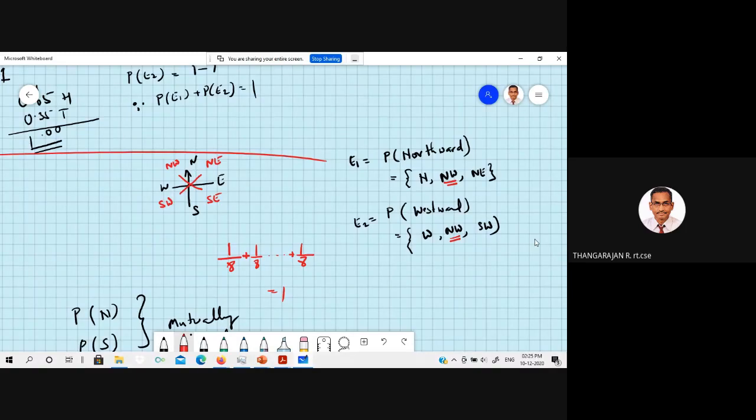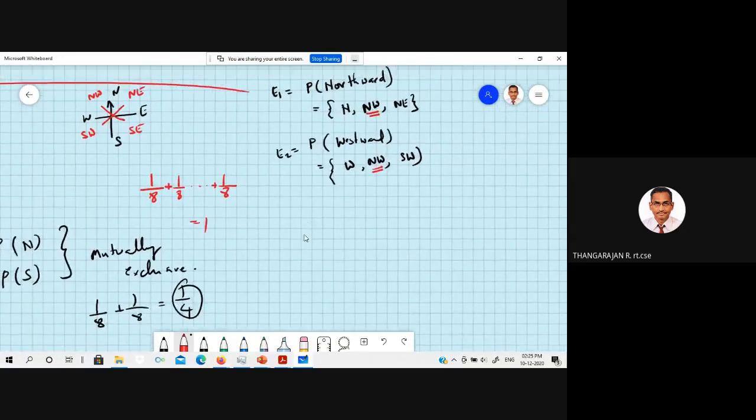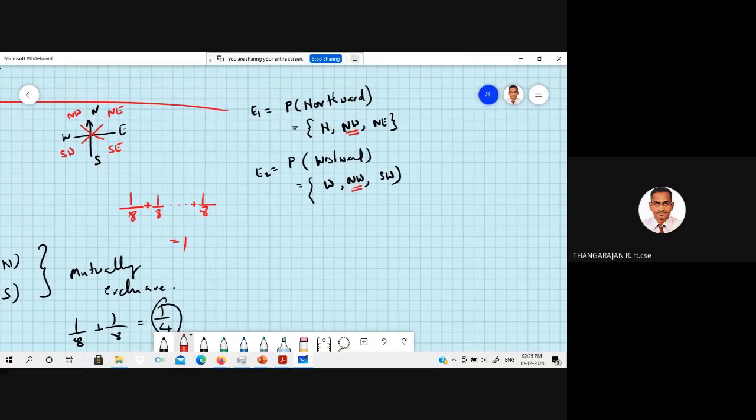In that case, how will you calculate the probability? Now I ask, what is the probability that the ant will move either northward or westward, that is, E1 or E2, which means the ant either moves northward or westward. In that case, what will happen? You have to take the probability of all of these, you just add the probability of all of these. So 1 by 8. Sorry.